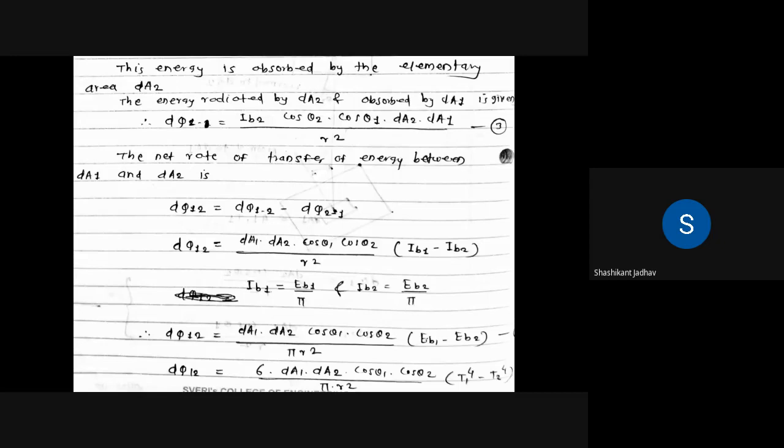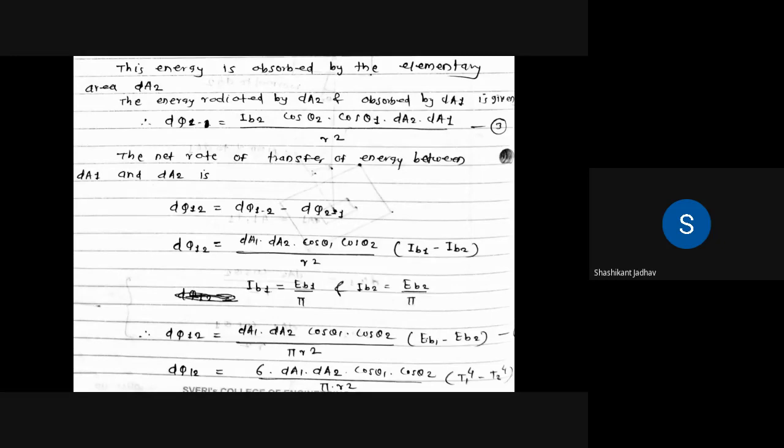The net rate of transfer of energy between dA1 and dA2 is, so write down dQ12. Now don't make a line or dash between 1 and 2. If we take the dash, then what is the meaning of that? Energy transfer from area 1 to area 2. Now we have to take it directly as 12. So for the net heat transfer between elemental areas dA1 and dA2, what will we write? dQ12. In that way, we have to write the equation: dQ12 is equal to dQ1 to 2 minus dQ2 to 1.